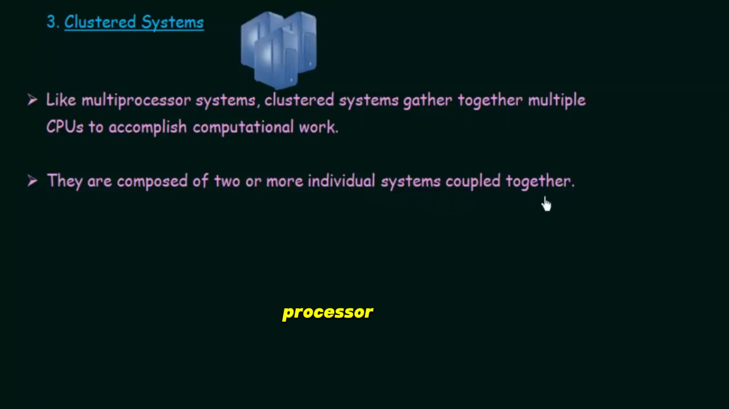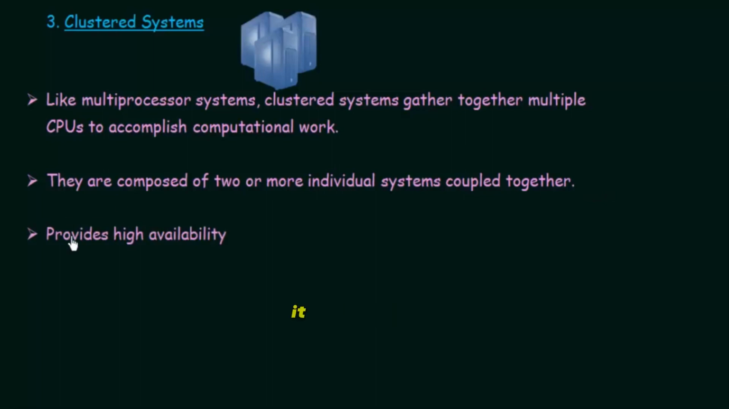So in multi-processor systems, what we had was two or more processors. So only the processors were the multiple things that we had. But in clustered systems we have the complete system that is coupled together. That means two or more individual systems. That means complete systems, not only the processor, but the complete systems are coupled together and they form a cluster. So that is what we mean by clustered systems.